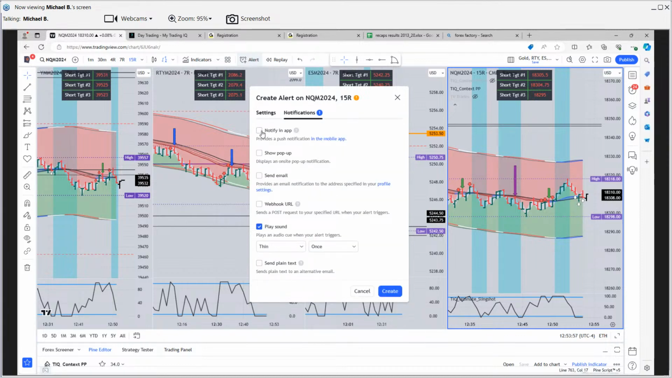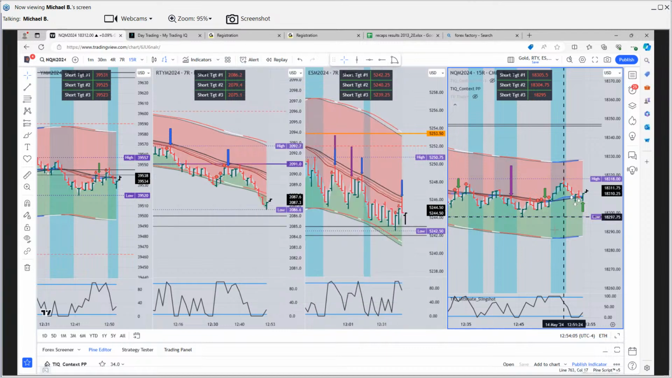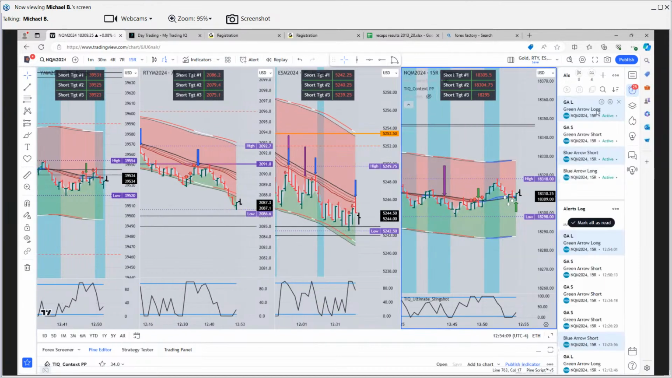You could have it notify in the app on your phone that will buzz your phone if you have the app running on your phone. You could have it show a pop-up on your screen, whatever you want it to do. Like right now, if I did the green arrows right here on the NQ, I don't think I have a green arrow along, do I? I think GL, I do have a green arrow along. Oh, it just did it right here. Here's the alert it just triggered right here. So if I had all those other things on, it would have popped it up. It would have made it on my phone and all that stuff. But you see, it just popped this alert up right here.